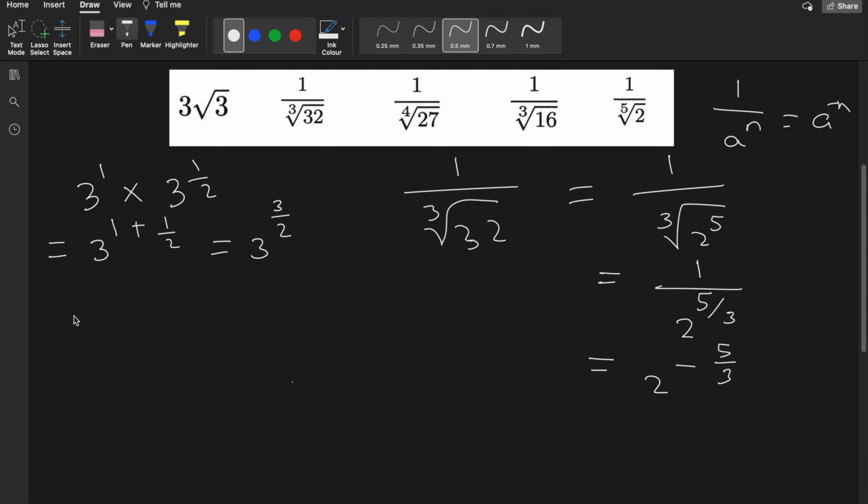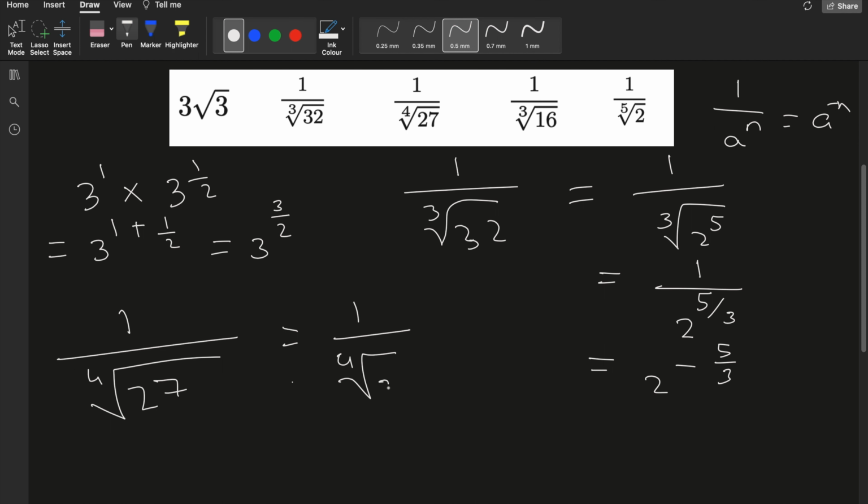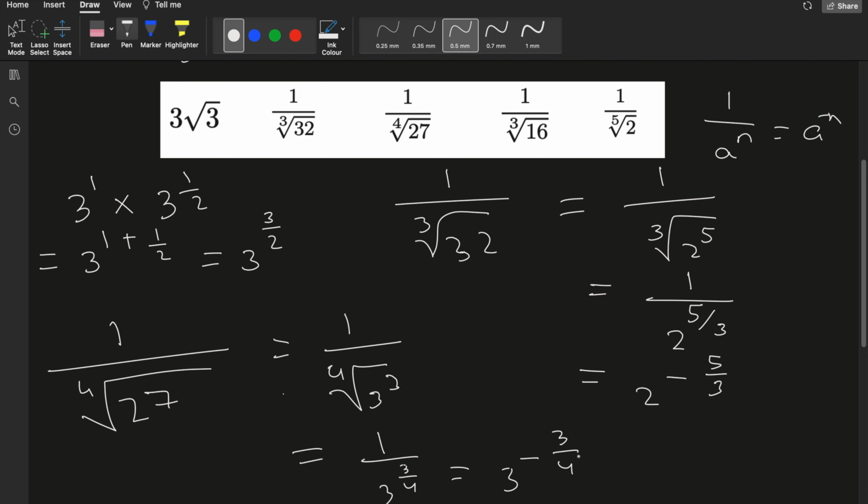Okay, so the next one, it's 1 divided by this one. 27 can be written as 3 to the power of 3, meaning 3 cubed. So it would be 1 divided by 3 to the power of 3 divided by 4. And then this could be written as 3 to the power of negative 3 divided by 4. So that's our answer.